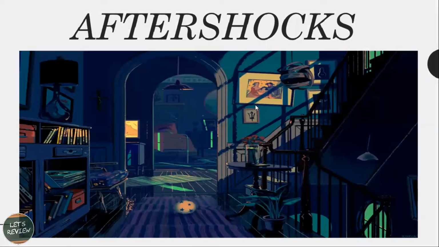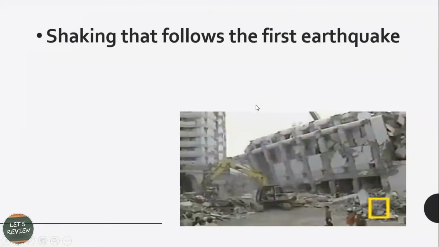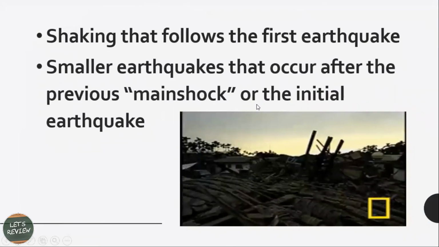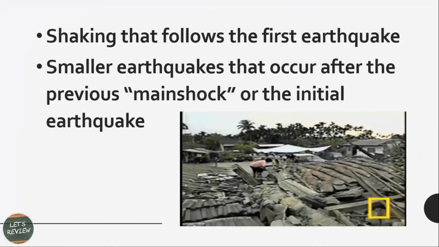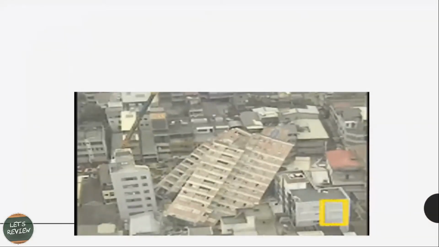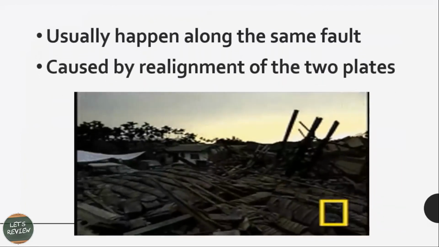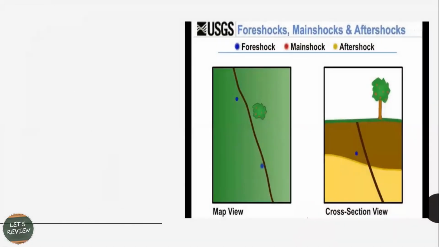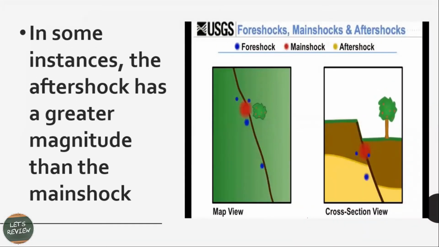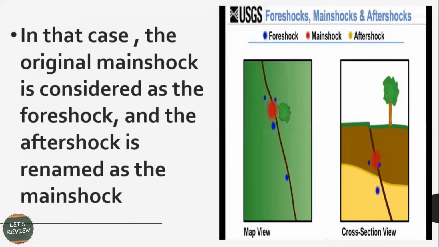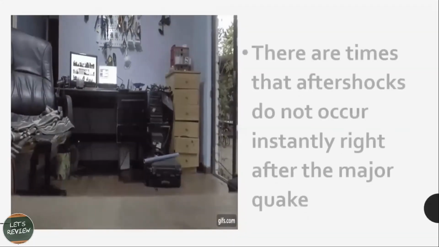And lastly, what about the aftershocks? Shaking that follows the first earthquake is the aftershocks, smaller earthquakes that occur after the previous main shock, or the initial earthquake. It usually happens along the same fault and is caused by realignment of the two plates. In some instances, the aftershock has greater magnitude than the main shock. In that case, the original main shock is considered the foreshock, and the aftershock is renamed as the main shock.